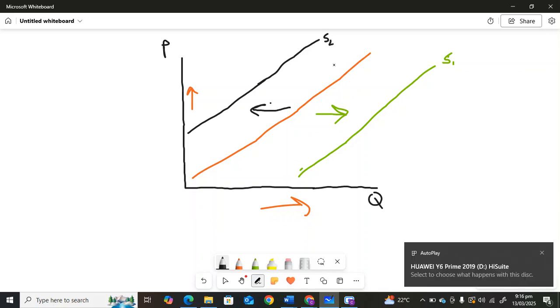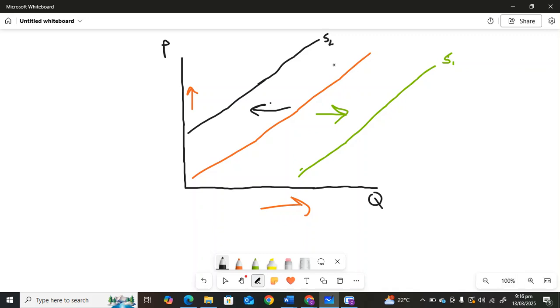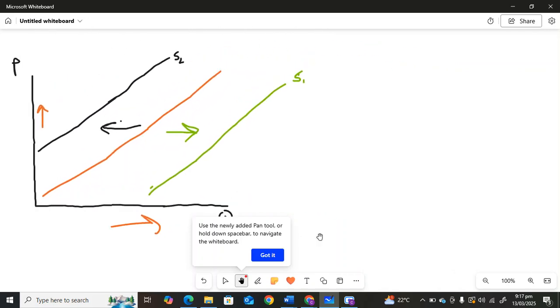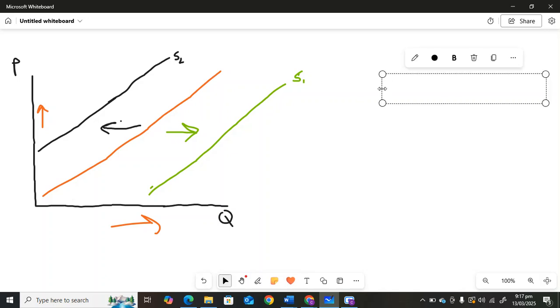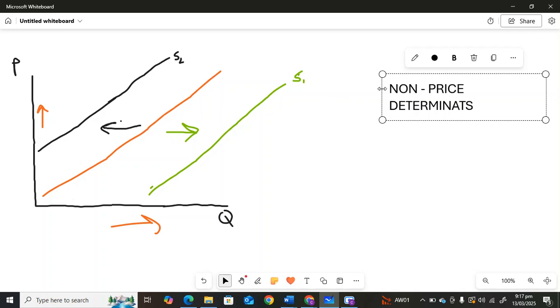Now we're going to look at factors that can cause these shifts in supply. These factors are also called the non-price determinants of supply, or the supply shifters.